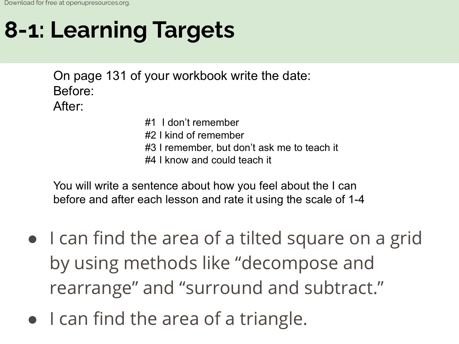Let's turn to page 131. It says, I can find the area of a tilted square on a grid by using the methods of decomposing and rearranging or surround and subtract. And then we can find the area of a triangle. Write a sentence about how you feel about it, and give yourself a number. 1, I'm still confused. 2, I kind of got it. 3, I did get it. And 4, I can teach it to my friend.